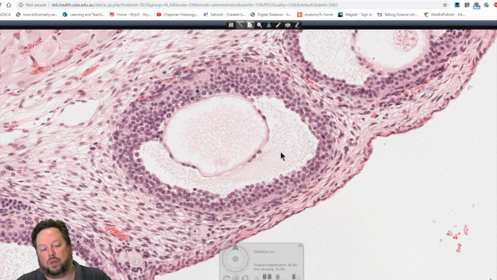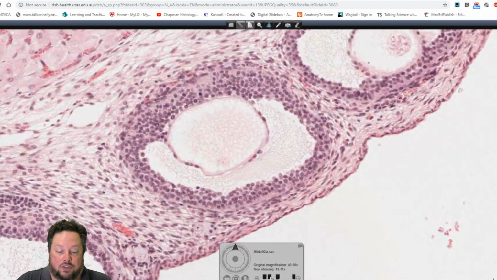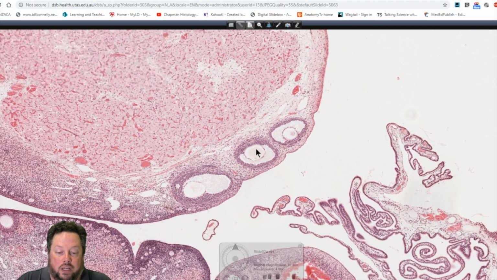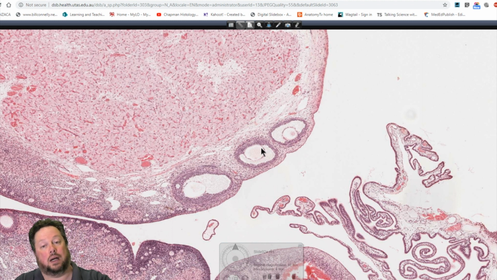But whatever terminology you use, this is an antral follicle, and this is about the level a follicle will develop without the presence of follicle-stimulating hormone. So, in order for a small antral follicle to develop any further to become a larger pre-ovulatory follicle or a larger antral follicle, it requires follicle-stimulating hormone.